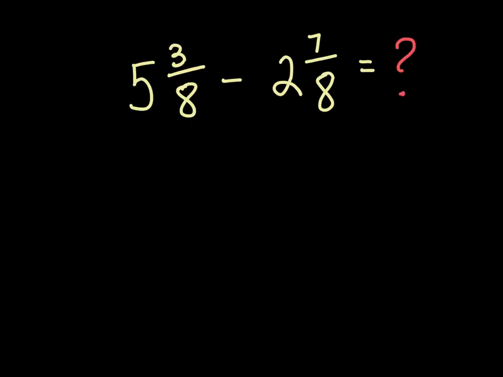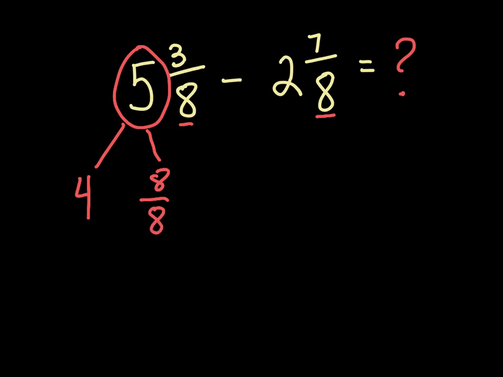5 3/8 take away 2 7/8. Well, I can't take 7/8 from 3/8. So we're going to have to pull out the whole from that 5. Pull out one whole, we're left with 4. Since we're dealing with 8ths, our whole that we're going to pull out is going to represent 8/8, because 4 8/8 is equal to 5.